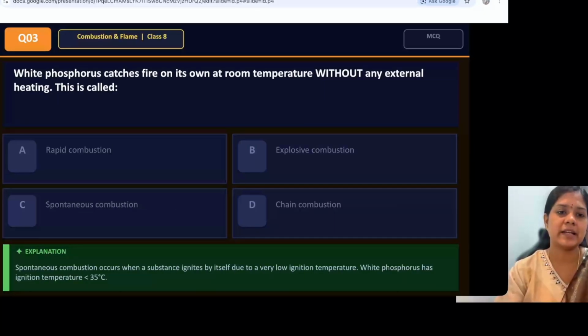White phosphorus catches fire on its own at room temperature without any external heating. This is called what type of combustion? Yes, it is spontaneous combustion. Spontaneous combustion occurs when a substance ignites by itself due to a very low ignition temperature. White phosphorus has an ignition temperature of less than 35 degrees centigrade.